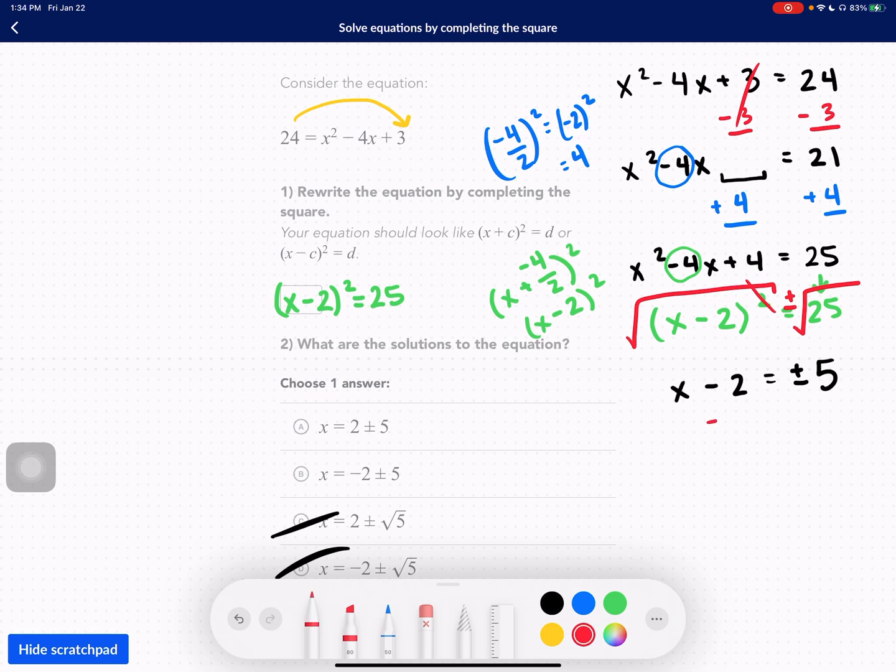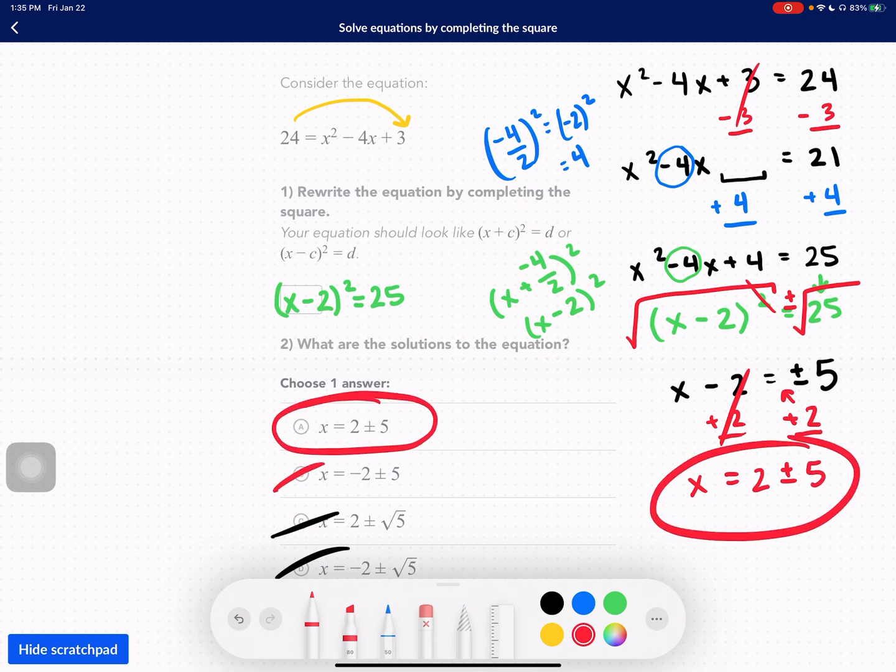Now we have to add the 2 to both sides, and I always put it in front of the plus or minus. You notice that the problem did it as well here in Khan Academy. It's just a safer way to not forget your actual plus or minus. So here we have 2 plus or minus 5. It's a positive 2, so our answer is A. Okay, I hope this helped you out.